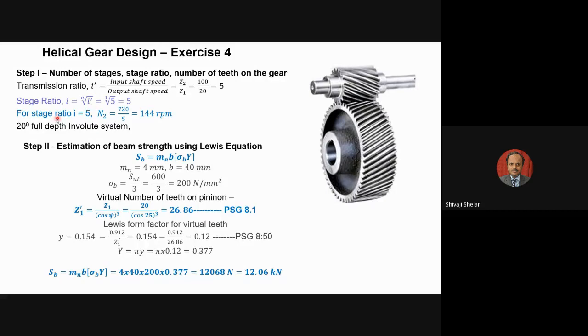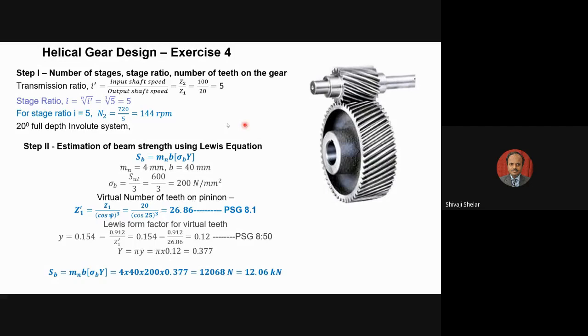Now for this stage ratio, what is the output shaft speed? N2 is the input shaft speed divided by the stage ratio, that is 720 divided by 5, so we get 144 RPM. So this shaft is rotating at 720 RPM, and the shaft here will rotate at 144 RPM.